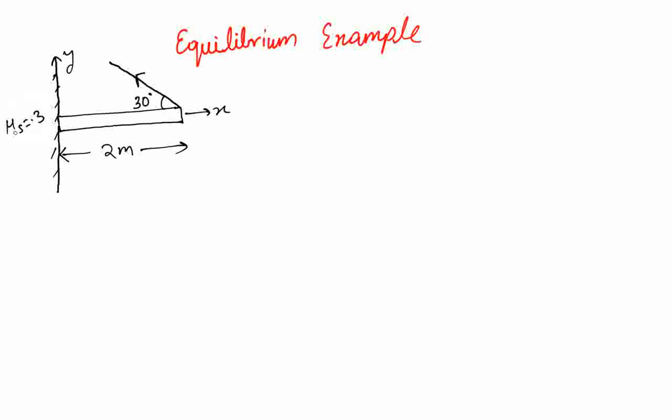Because if there is no friction present, then the beam is going to slide downwards and the system will not be in equilibrium. But if there is friction present, the friction can stop this part of the beam from sliding downwards and can provide equilibrium to the system. But the question is that with this kind of setup, is this setup really in equilibrium?